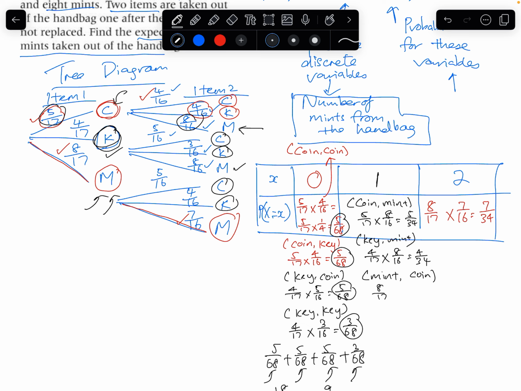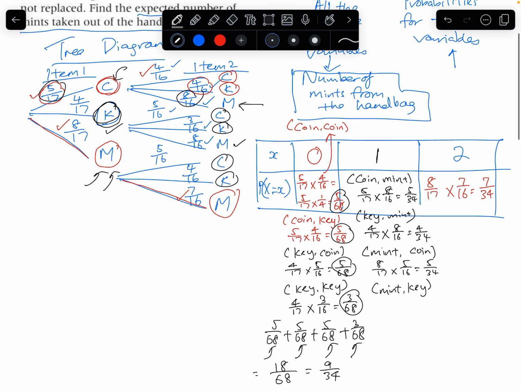I'm going to take 8 over 17 times 5 over 16. So that's going to give me 5 over 34. And finally, I have the mint and the key here. And I'm going to take 8 over 17 times 4 over 16. So that's going to give me 4 over 34.